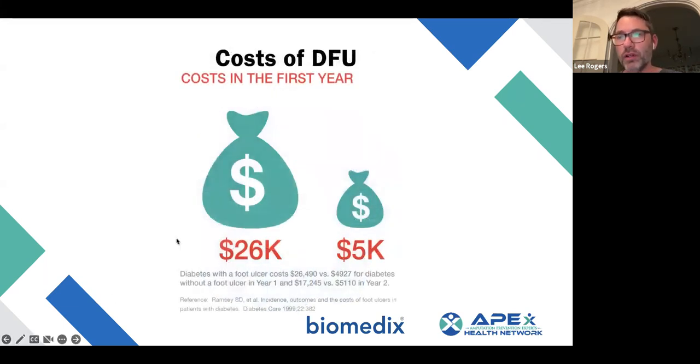The diabetic foot ulcer alone is a very expensive disease. It's an expensive complication of diabetes. And this data is old, but the multiplier is still the same. So when we look at this data, which was published in 1999, we see that those who were age and disease matched, had diabetes, had comorbidities, but did not have a foot ulcer, spent on average $5,000 a year on their healthcare. And those that had a foot ulcer had an increase by about 5 times in what it costs to take care of them over the course of a year.